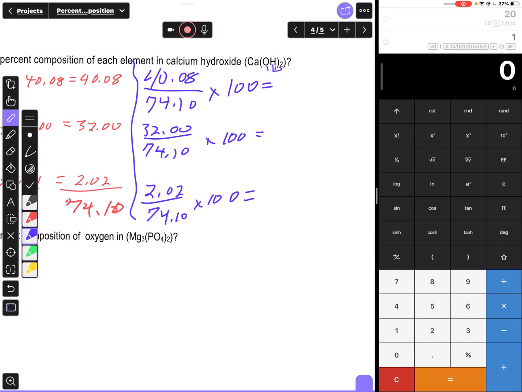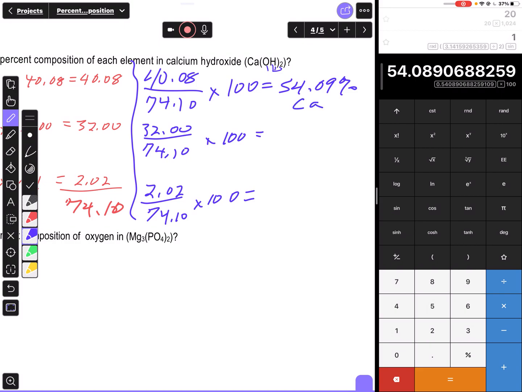First for calcium, that's 40.08 divided by 74.1 and multiply that by 100. That gives me 54.089, so that would round to 54.09, and that would be percent calcium.